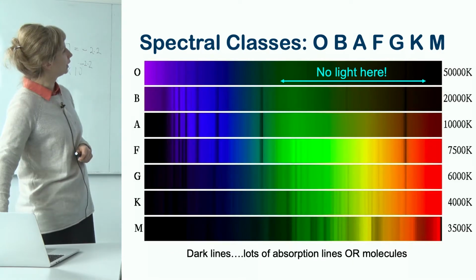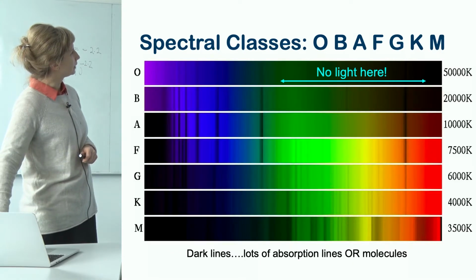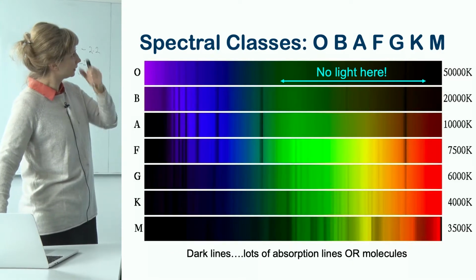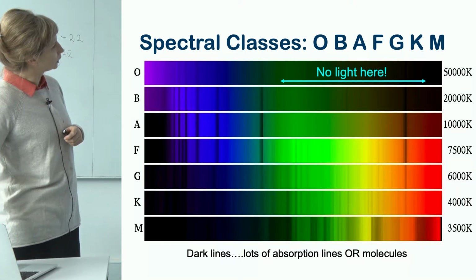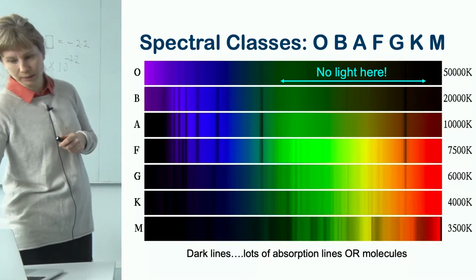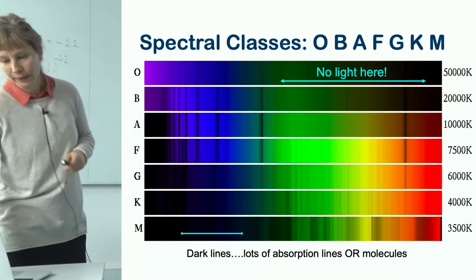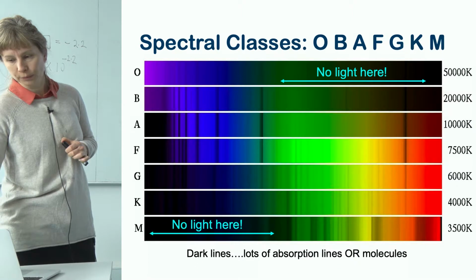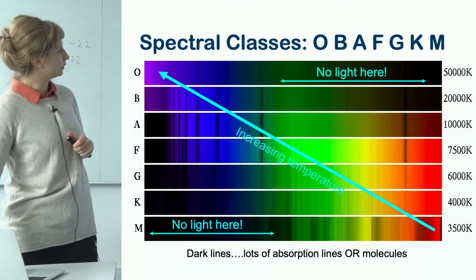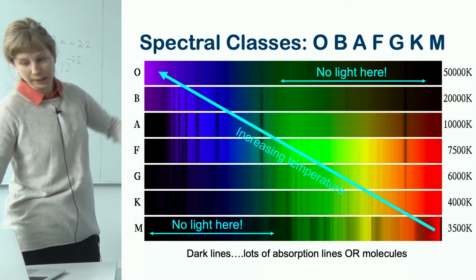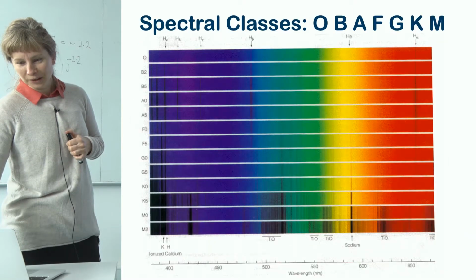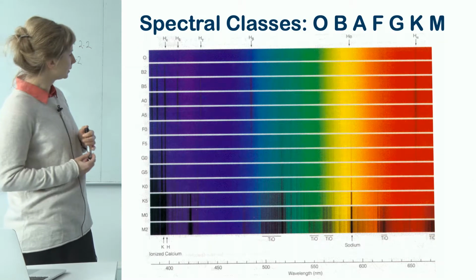Okay, so there's not much light here, and that's because these stars are so hot that they don't emit much light in the red. You also notice that there's not much light down there because our red stars don't emit much light in the blue. Okay, and this is increasing temperature, which I think is actually obvious on the right-hand side. So these are our spectral classifications.